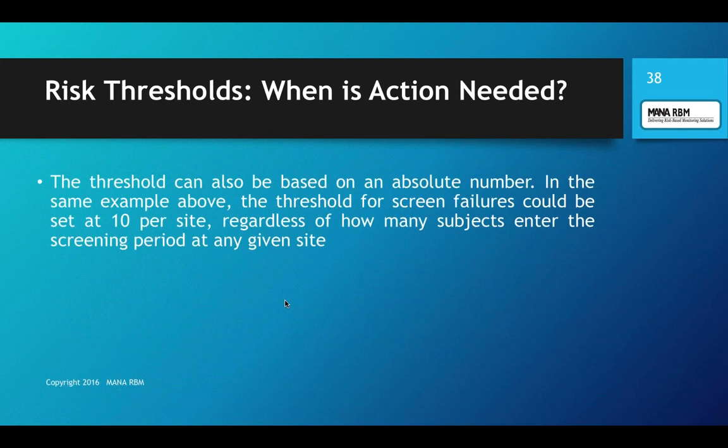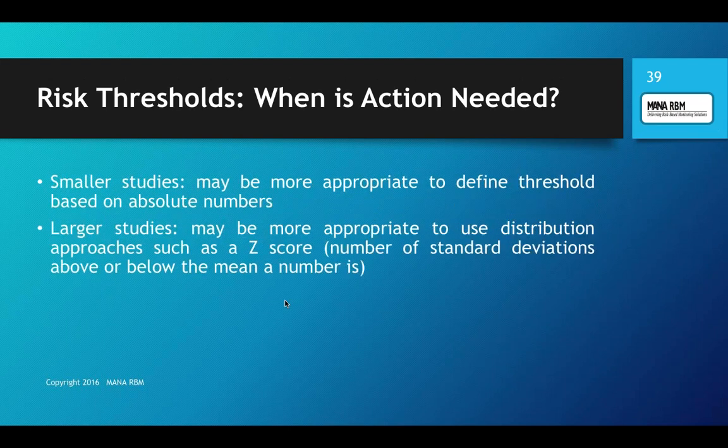Again, that threshold can be an absolute number. In that example, it could be something like 10, which I wouldn't agree with here, because one of the really important things is that a lot of this data needs to be put into the context of how many subjects have actually been enrolled. So sometimes an absolute number is the case, sometimes a percentage is a better option, and sometimes a z-score, which I'm going to show you now.